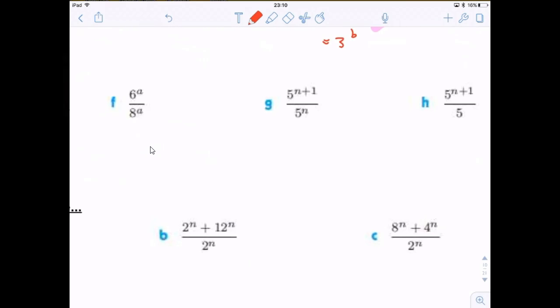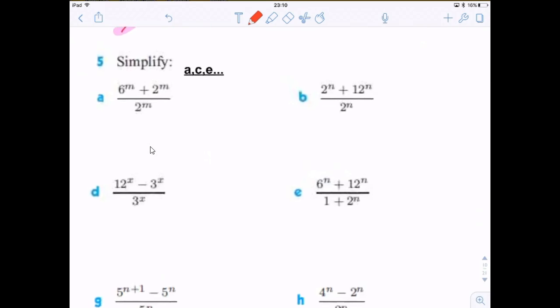Go to G. 5 to the n plus 1 divided by 5 to the n. No factoring of 5 needs to occur here, but we just remember that 5 to the n plus 1 is equal to the same base to each of the exponents. Now we can cancel it out. So the answer is 5 to the first, which is 5.